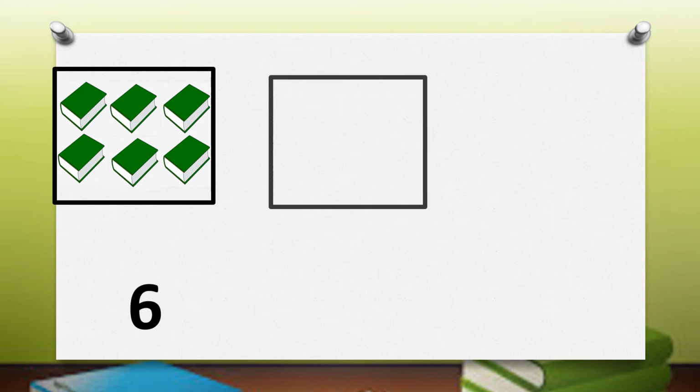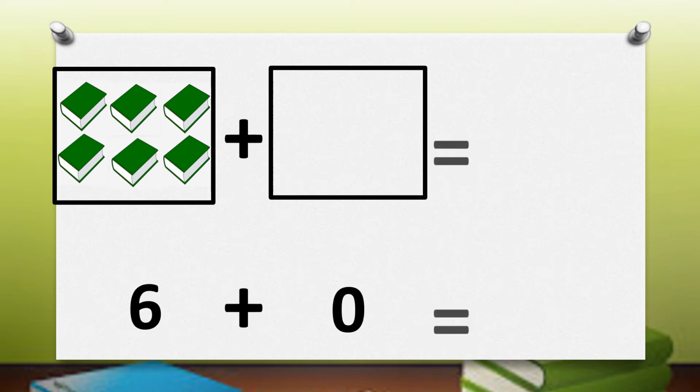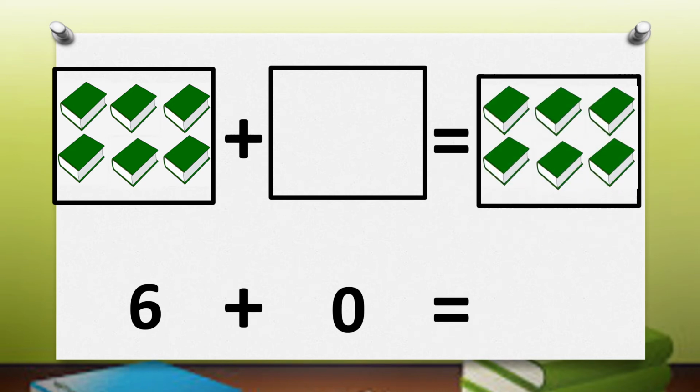In this example, in the first box, there are 1, 2, 3, 4, 5, 6. 6 books. And in the second box, there are no books, which means that there are 0 books. So let's count the total number of books. 1, 2, 3, 4, 5, 6. So 6 books plus 0 books is equal to 6 books.